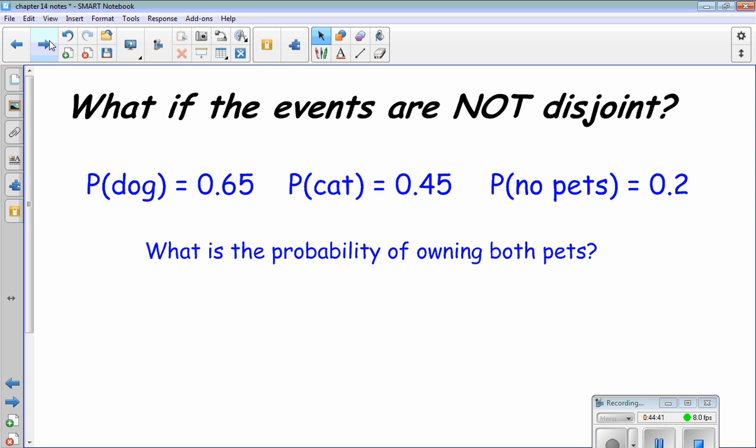So Amanda has a good point. I'm looking at the probabilities of owning a pet. The probability of owning a dog is 0.65. The probability of owning a cat is 0.45. And the probability of no pets is 0.2. And Amanda, what was your first comment? I love it. They don't add up to 1. They add up to more than 1, which means they can have a dog and a cat. That means they are not disjoint events right now.